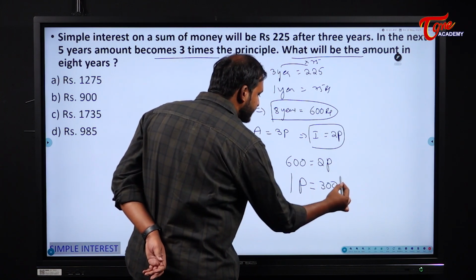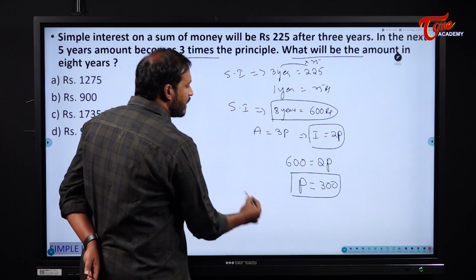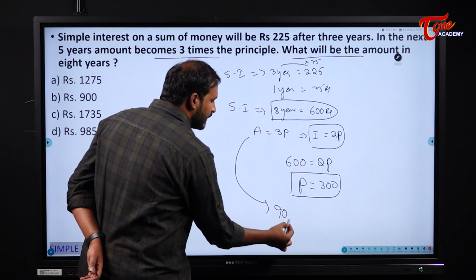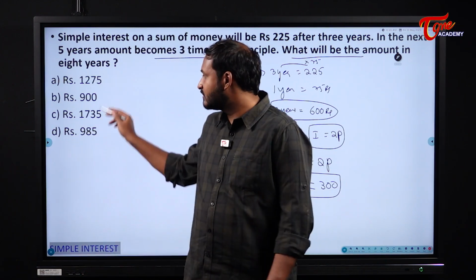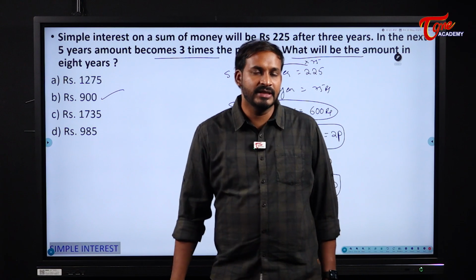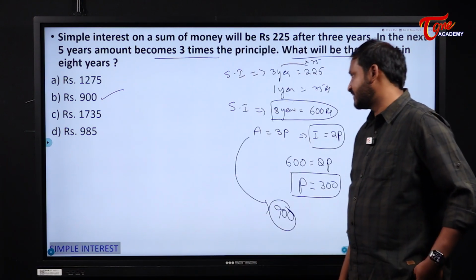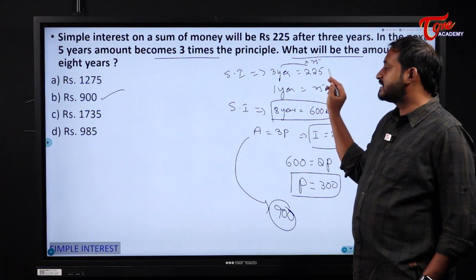And if principal is 300, what is the amount? Amount will become 900. Why? Because amount is equal to 3p. So here the amount becomes 900. What will be the amount after 8 years? That is the question. For first 3 years it is 225.